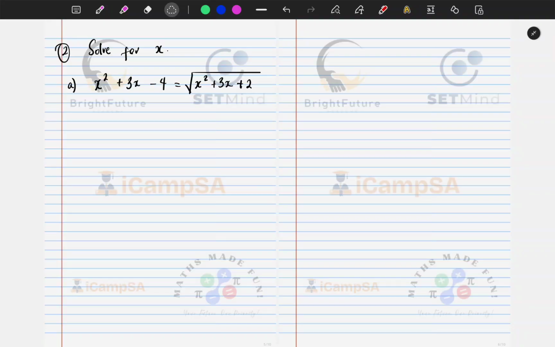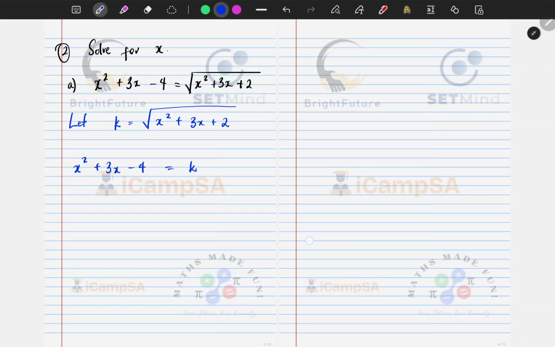The first thing I'm going to try and do is dissolve this side, because it seems to be complicated. I don't want to be working with surds, so I'm going to let this be equal to k. So k is going to be equal to the square root of x squared plus 3x plus 2. And then from there I'll be left with x squared plus 3x minus 4 equals k.